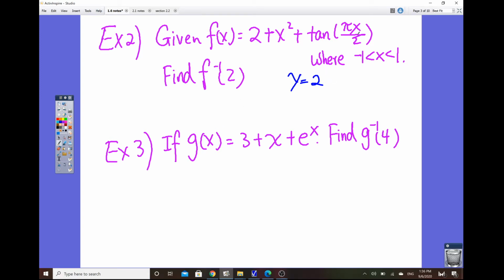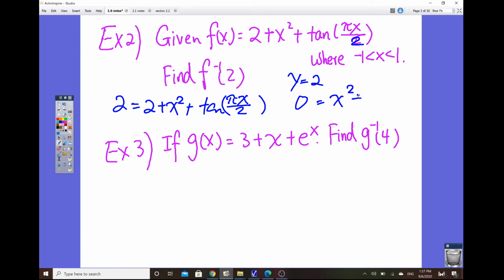To solve for x, we put in 2 equals 2 plus x squared plus tangent of pi x over 2. Well, this one's supposed to be 2 right here. What we can do is bring everything together to one side, and then solve for x. So 0 equals x squared plus tangent of pi x over 2.